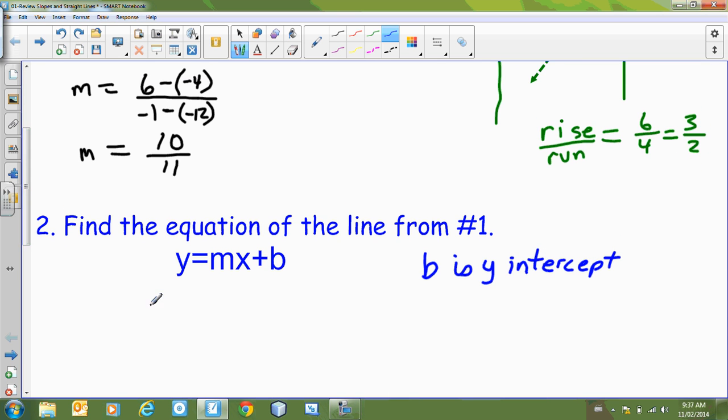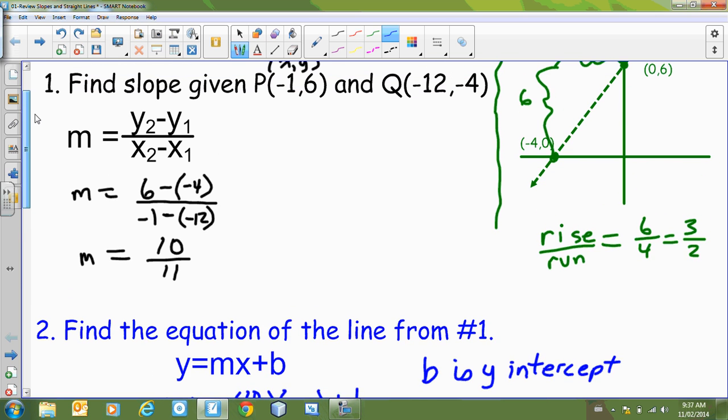So what do I know? I know that I have y values from the previous question. I have a slope. I have x values from the previous question, and I'm looking to find the b value. So my slope here is the 10/11. I picked really ugly numbers.